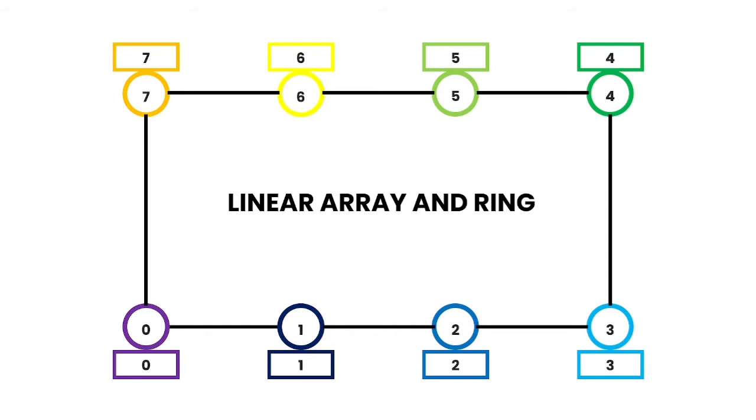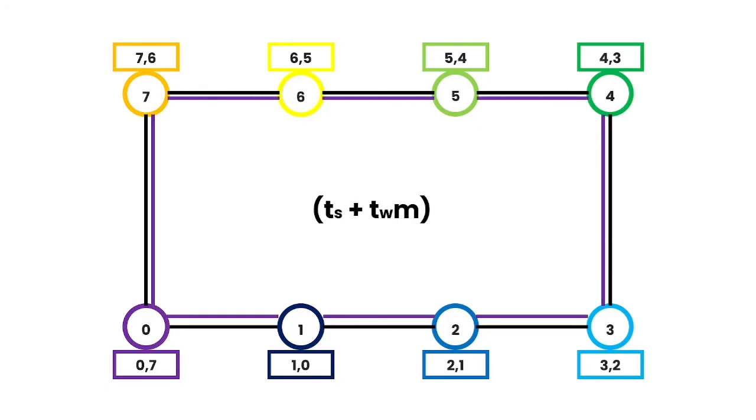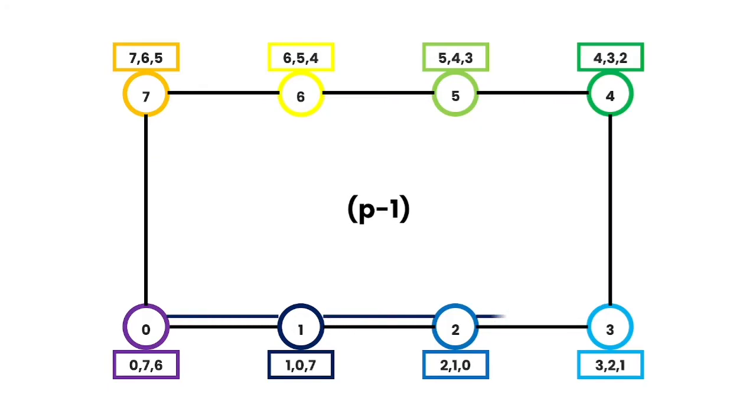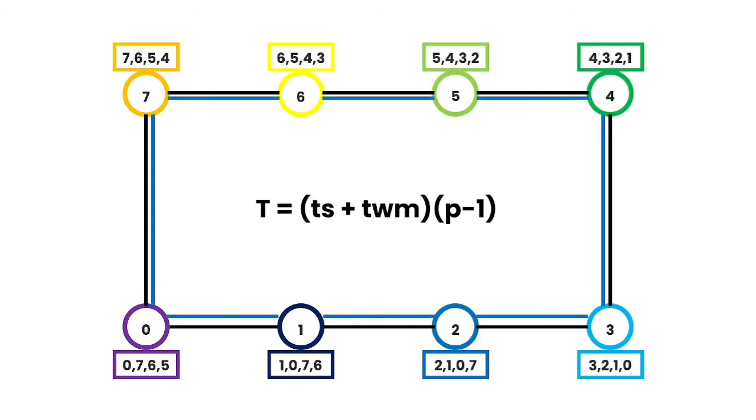Each step involving a message of size m takes time Ts plus Tw times m. All-to-all broadcast involves p-1 steps of communication between nearest neighbors. Therefore, the time taken by the entire operation is T equals (Ts plus Tw m)(p minus 1).